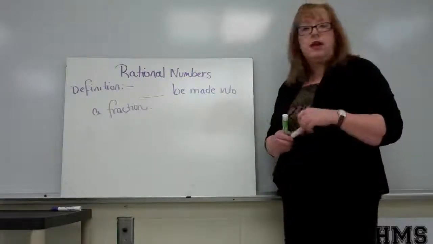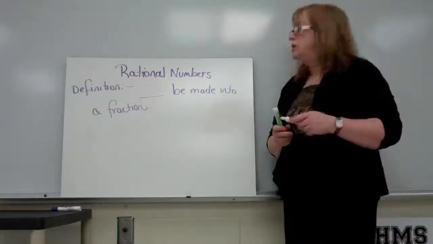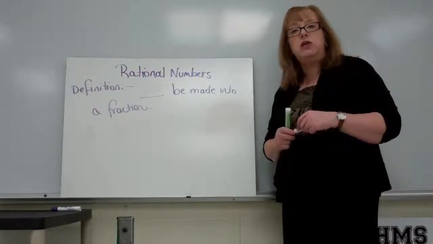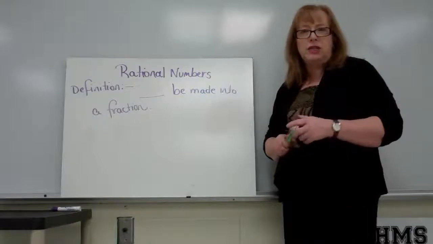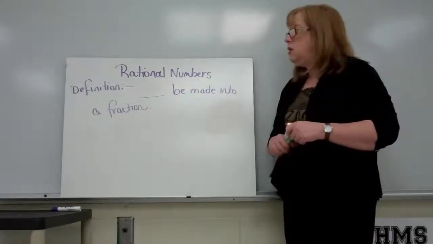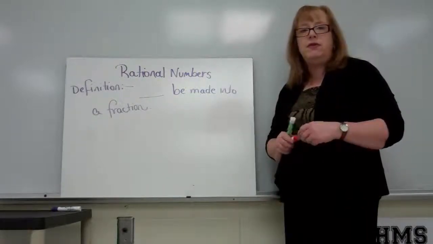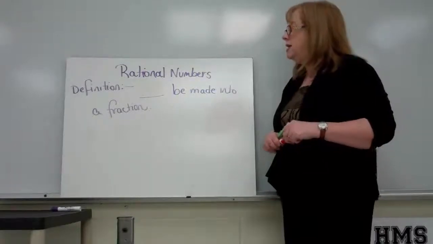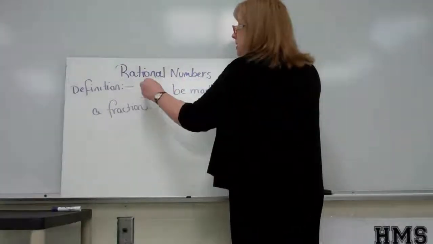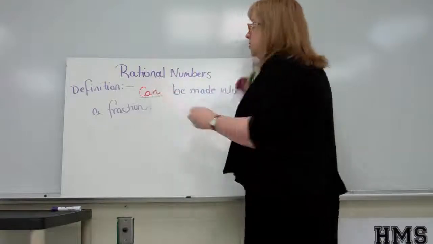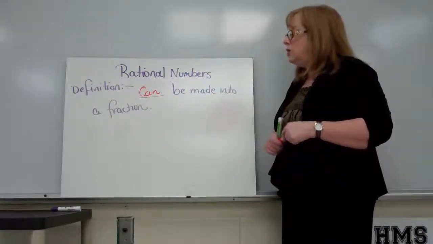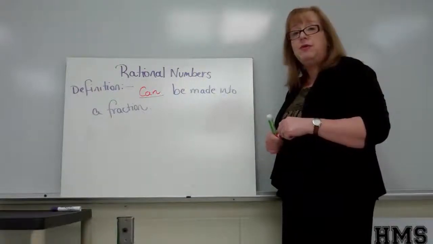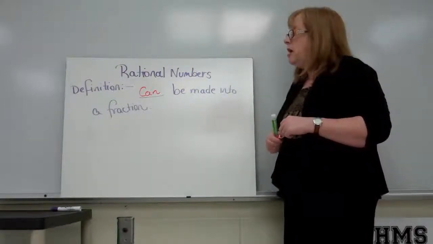In our book, the definition is that a rational number is a ratio of two integers. Well, that's not always very clear to students what exactly that means. So we try and make it a little simpler for them to remember. The way we look at it is that rational numbers can be made into a fraction. And so this would include any number that can be made into a fraction.